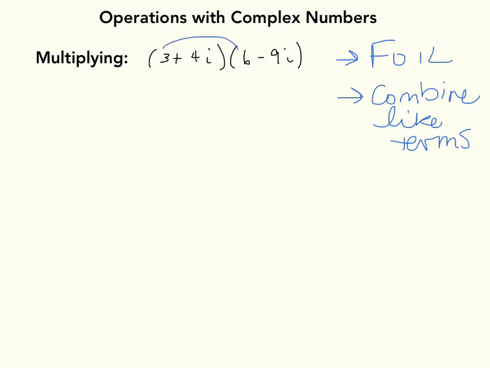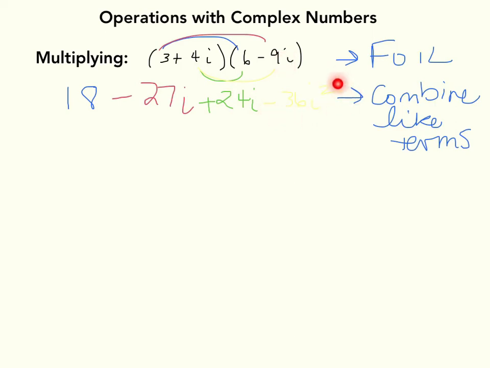So we're FOILing it. 3 times 6, that's 18. 3 times negative 9i is negative 27i. And then we have 4i times 6 is positive 24i. And 4i times negative 9i would be negative 36i squared. Okay, so don't forget that an i times an i works like the x times an x. 4i times negative 9i is negative 36i squared.